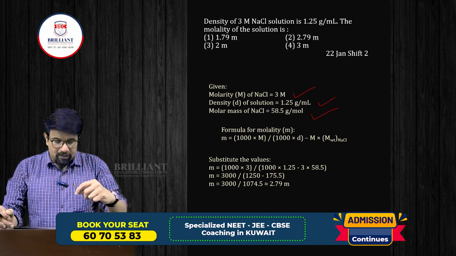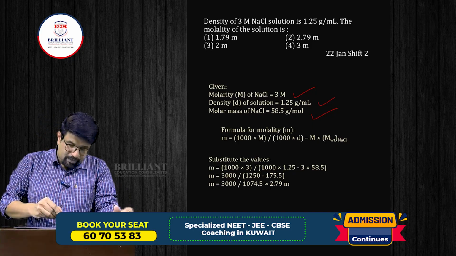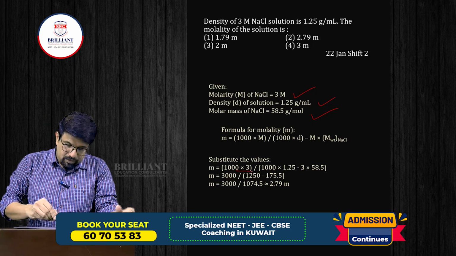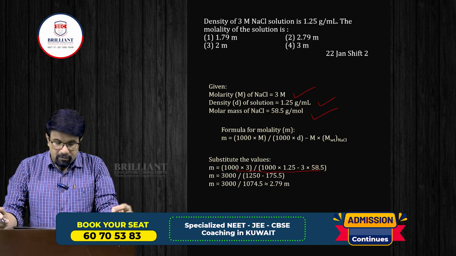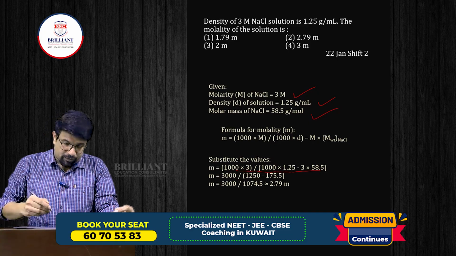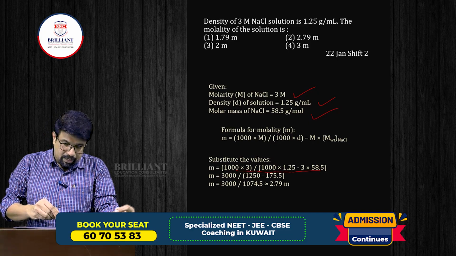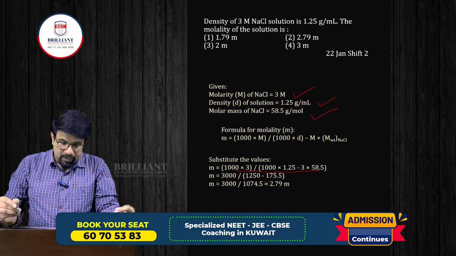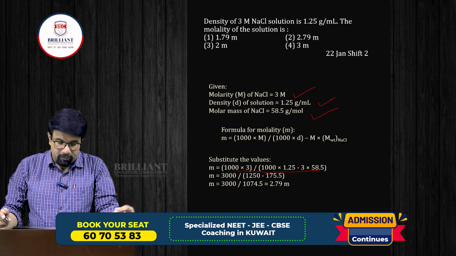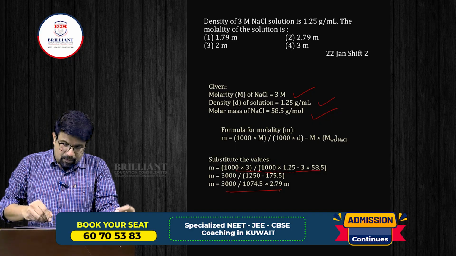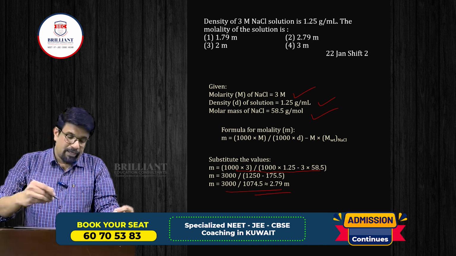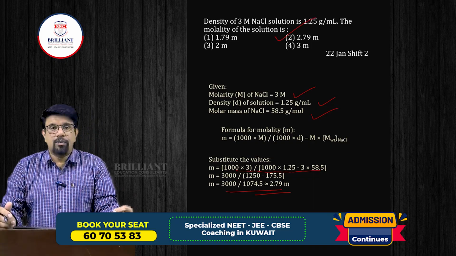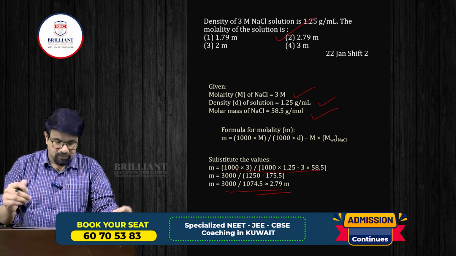Here how can we calculate? If we substitute these values, we will get 1000 into 3 divided by 1000 into 1.25 minus 3 into 58.5, right? So 3000 divided by 1250 minus 175.5, right? So we will get the final answer 2.79 molal. So which is the correct answer? Option 2 is the correct answer.